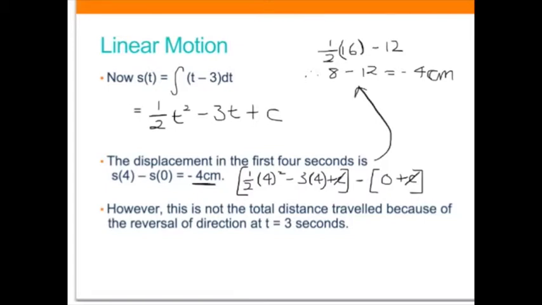Alright, so that's a displacement which they may ask you for, but the majority of these questions, if not all of these questions, are going to ask you for the total distance travelled. And this is not the total distance travelled because of the reversal of the direction at t equals 3 seconds. Now for anyone who doesn't do physics, or even if you do physics, there is a difference between displacement and distance travelled. The displacement is how far you are from your starting point. Distance travelled is how far you have travelled overall.